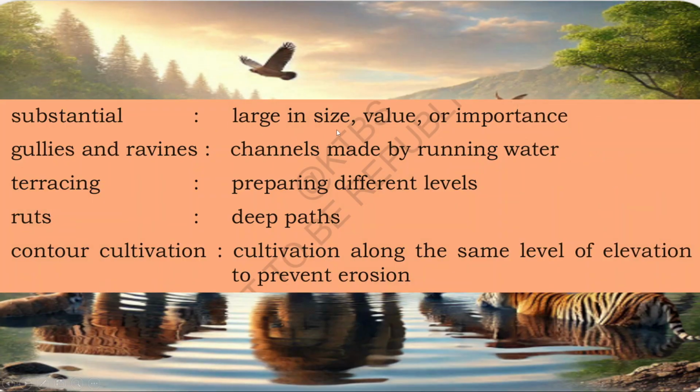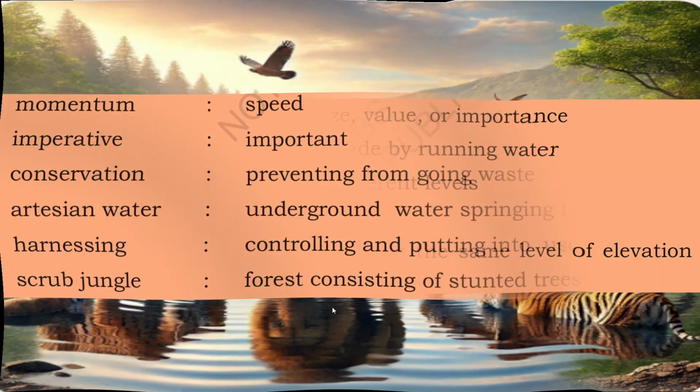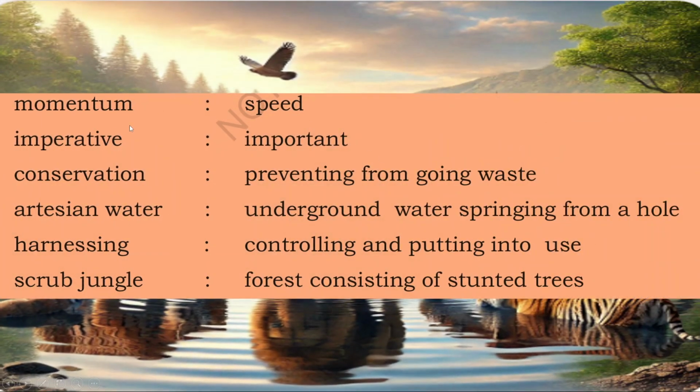Substantial means large in size, value, or importance. Gullies and ravines mean channels made by running water. Terracing means preparing different levels. Ruts means deep paths. Contour cultivation means cultivation along the same level of elevation to prevent erosion. Momentum means speed. Imperative means important.